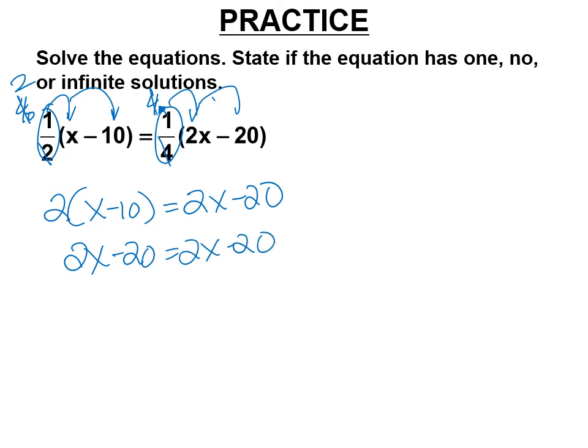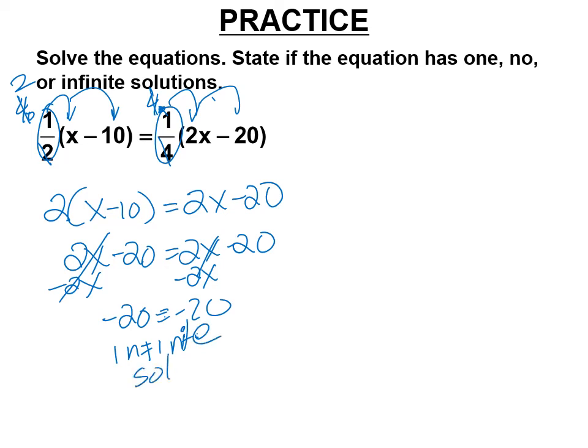Uh-oh, that's an identity, we call that. We have the exact same thing on both sides. And so what that means is we have infinite solutions, right? If you get a true statement, you get infinite solutions.